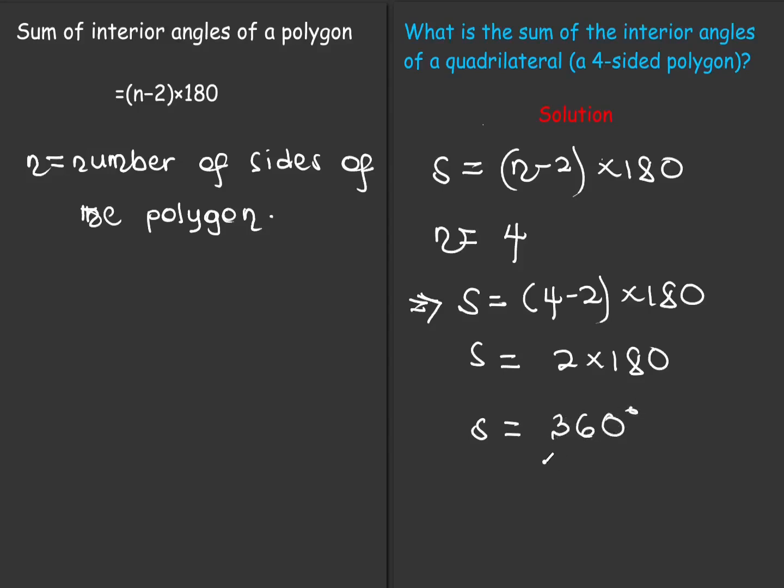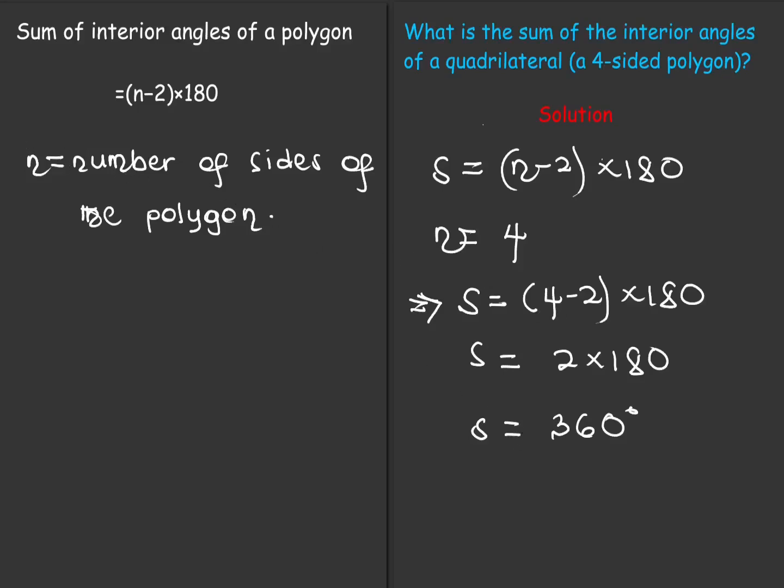So what it simply means is that if you add all the interior angles of any quadrilateral, either it being a square, a rectangle, a parallelogram, a rhombus, a trapezium, a kite, what have you, so far as it is a 4-sided figure, they all sum up to 360. As simple as that.